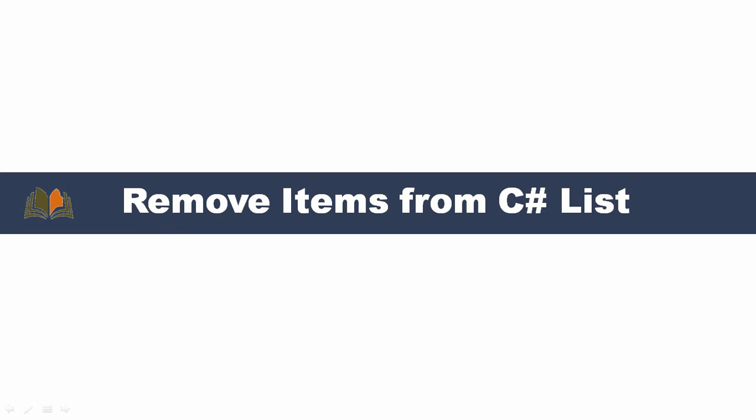And today in this video we will talk about removing items from a C# list. So what do we mean by removing items from a C# list? First of all, we will create a list, which is an existing list, and from that existing list we are trying to remove a particular item.